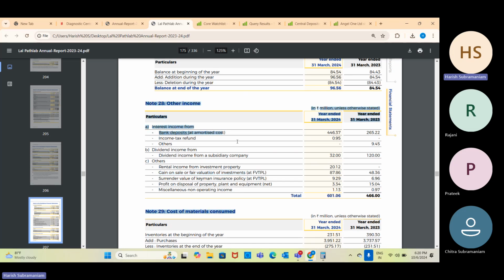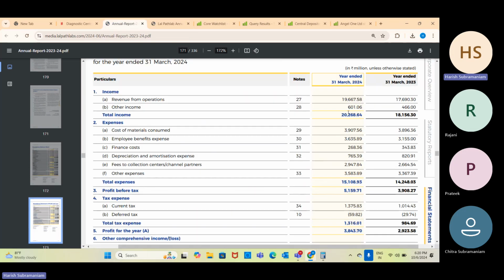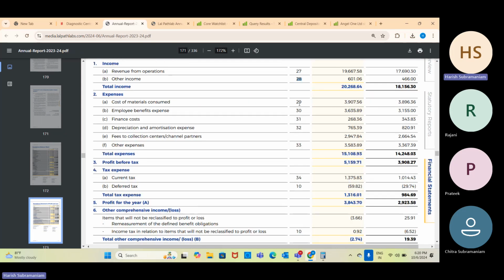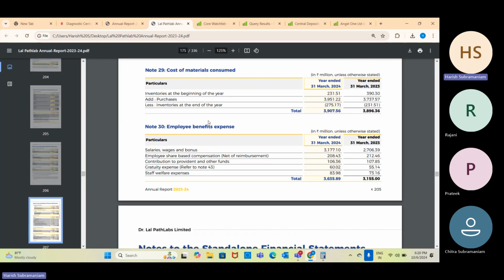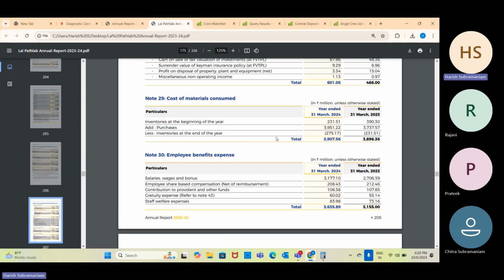So this is definitely not the core business, but we get an idea saying, okay, this 600 million rupees, what are the kind of other income we have got? Now we have this cost of material consumed, 29. So, okay, they are comparing it to the inventory.